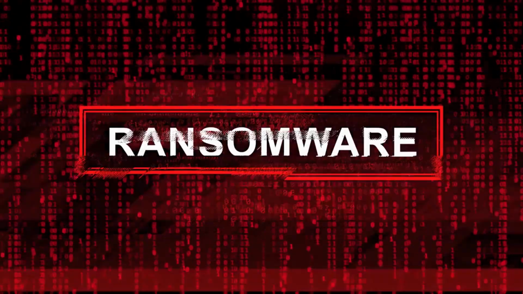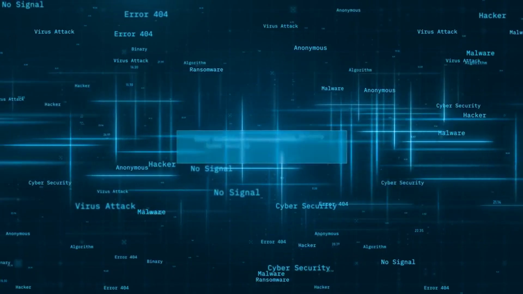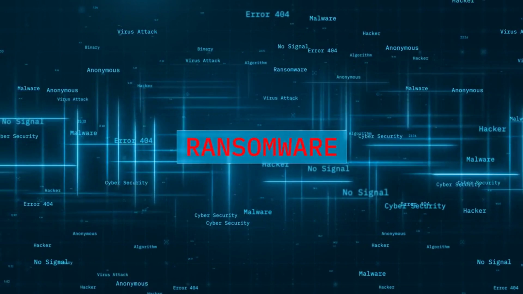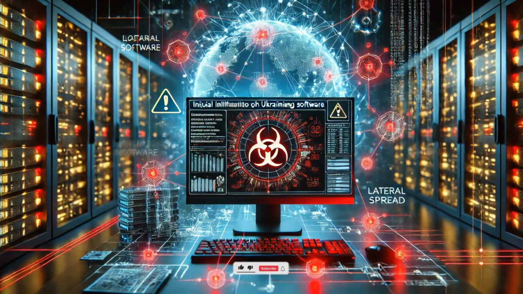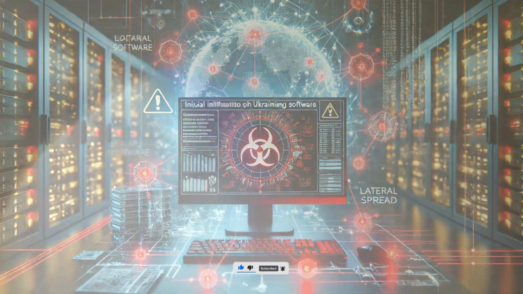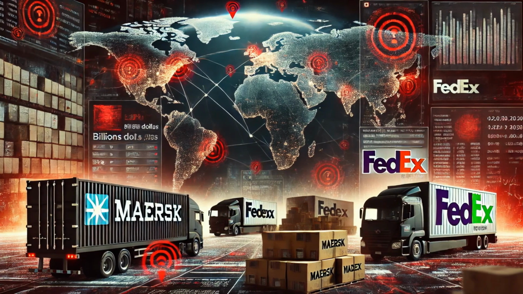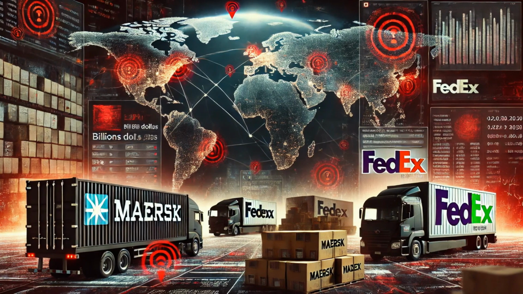Example of Stage 4, lateral movement. The NotPetya ransomware attack in 2017 is a textbook example of lateral movement. Initially, it infiltrated through Ukrainian accounting software but quickly spread laterally across global networks, causing billions of dollars in damage to companies like Maersk and FedEx.